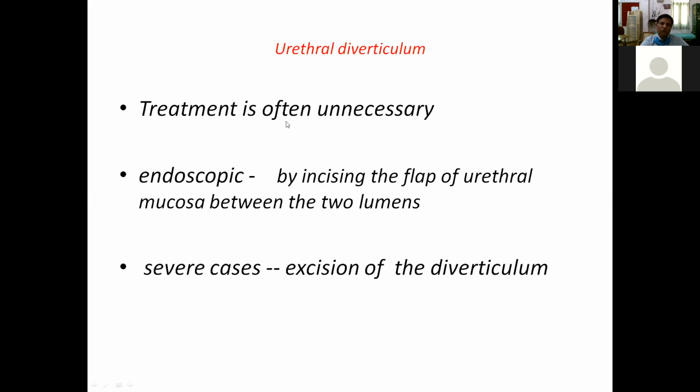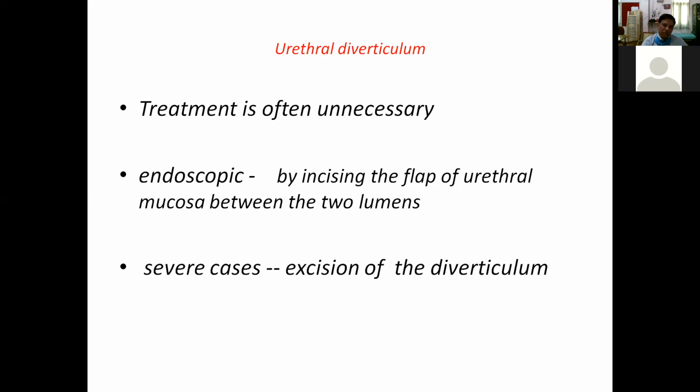Treatment is often unnecessary because it is a self-emptying diverticulum. The opening of the diverticulum will be distal to the diverticulum. So automatically the urine gets emptied, self-emptying type of diverticulum. So it is not causing much problem.